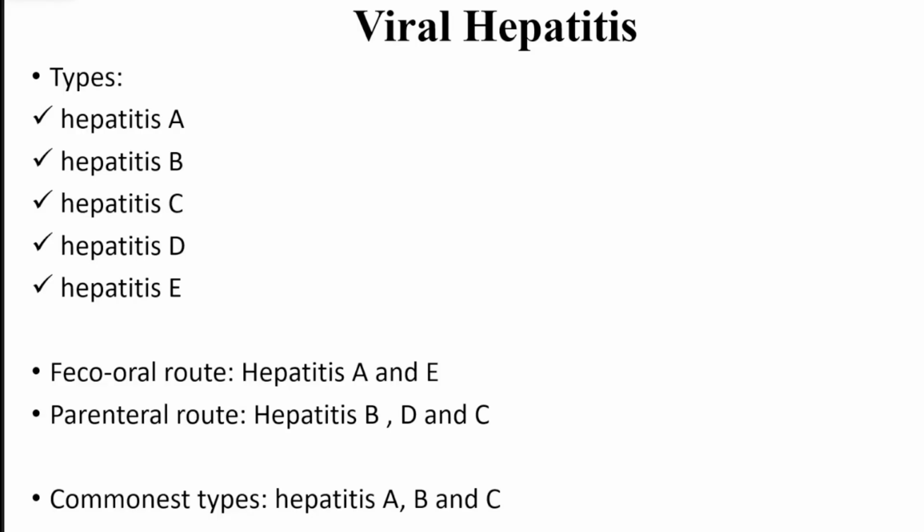But hepatitis B, D, and C are gotten through the parenteral route. So parenteral route means that it's not gotten through the mouth, like eating a particular food or drinking some water that someone who is infected has touched, or coming into close contact with someone's hands without the person washing the hands. So mostly this one is gotten through bodily fluids.